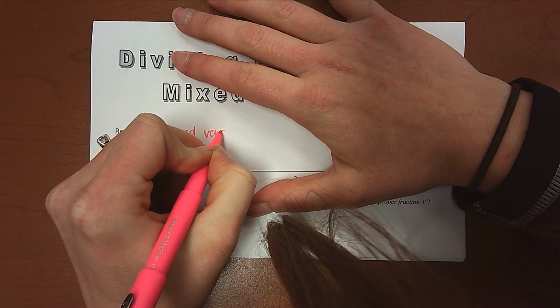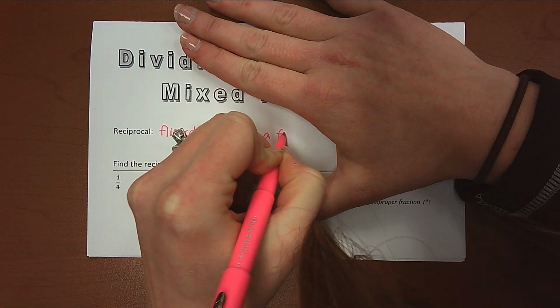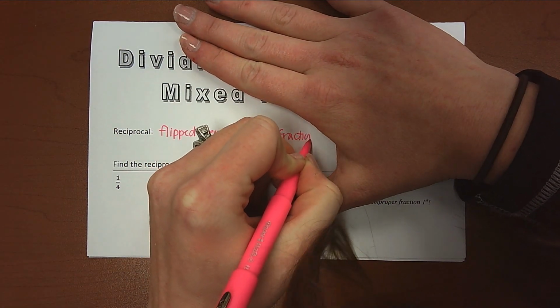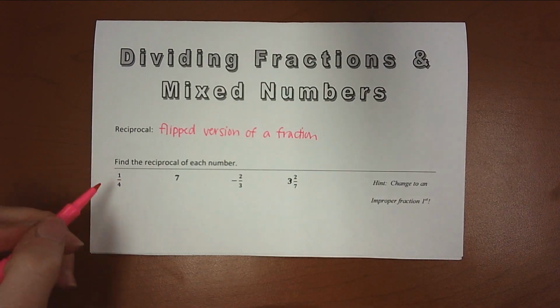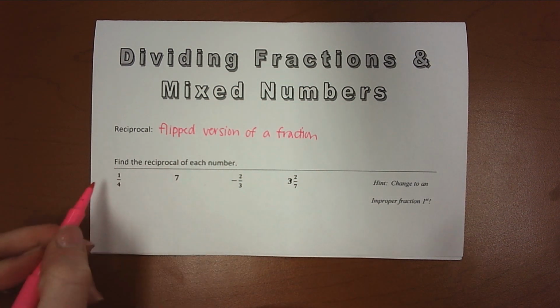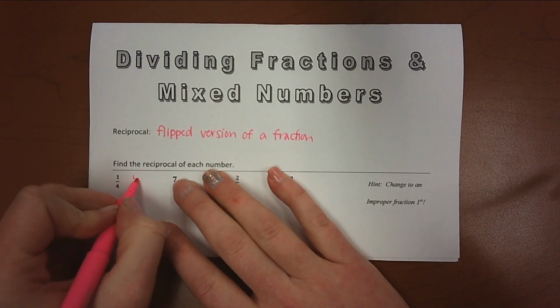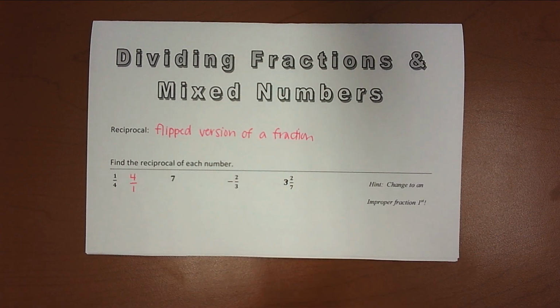version of a fraction. And so we're going to do a couple examples just so that I can show you kind of what I mean here. The flipped version of 1/4, or find the reciprocal of 1/4, is just 4 over 1. So we're just rewriting it in flipped form.